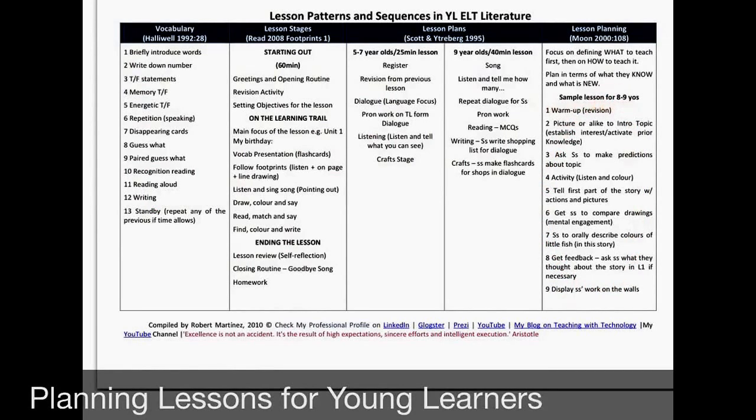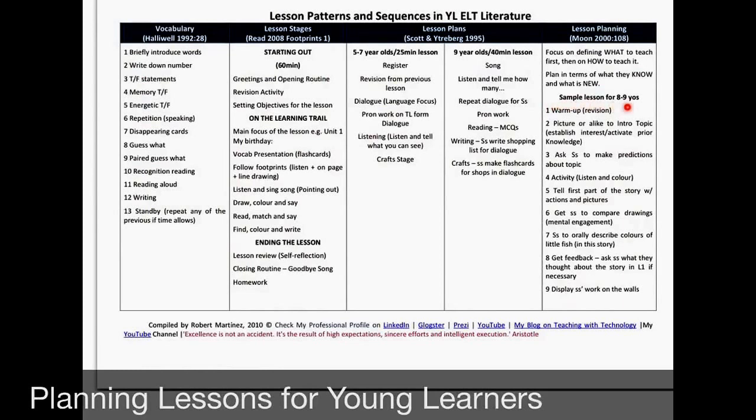So: a warm-up and revision, a picture or the like to introduce the topic, establish interest, and activate prior knowledge. And as you can see, you're probably thinking already that some of the stages here are very similar to the ones for teaching adults, and what you probably saw on the CELTA. So yes, you can see that some stages are very similar.